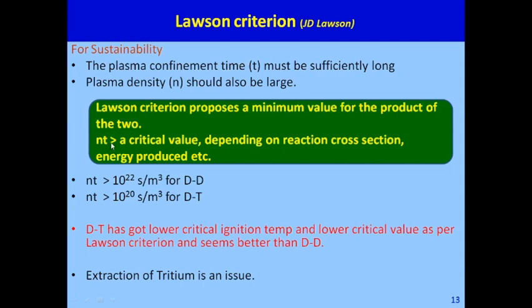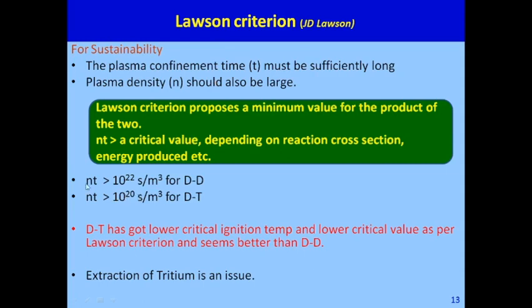So nT should be greater than a critical value, and this critical value depends on the reaction cross section, energy produced, etc. For each reaction this critical value will be different. For example, nT must be greater than 10^22 s/m^3 for the DD reaction, where n is in per meter cube and T is in seconds, and it must be greater than 10^20 s/m^3 for the DT reaction. So these are the two criteria: one is the critical ignition temperature and the other is the Lawson criterion.